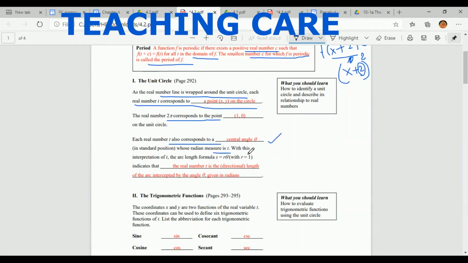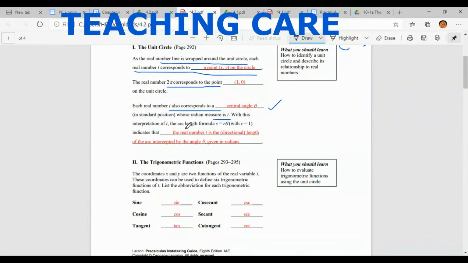Now, the arc length formula, this is the formula for calculating the arc length. S equals r times theta, with the radius always equal to 1. What does that mean? The real number t is the length of the arc intercepted by the angle theta on the unit circle. Yes, Josh, you understood?